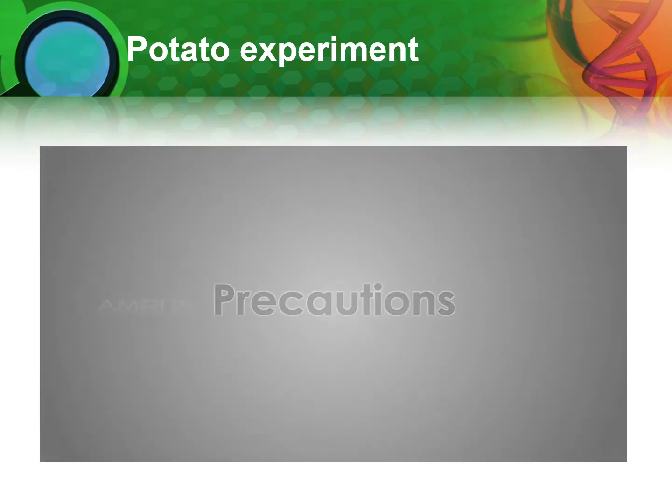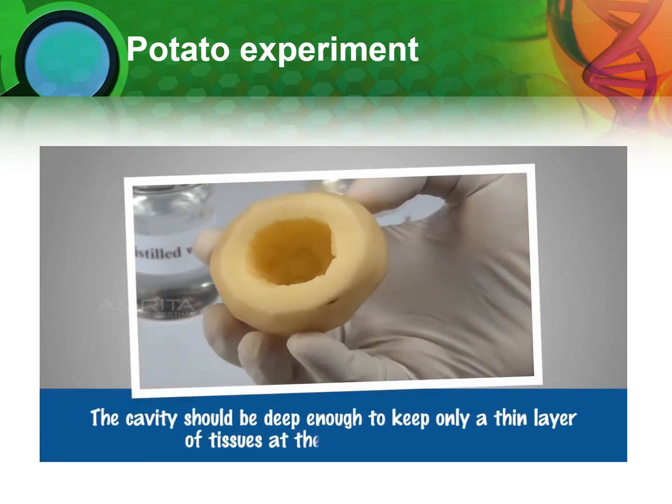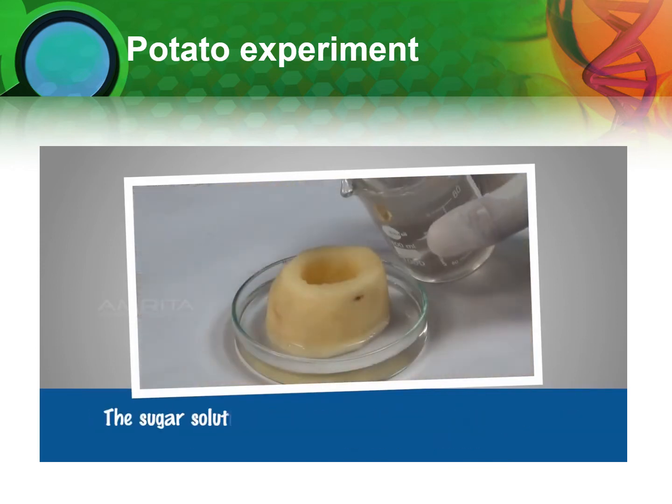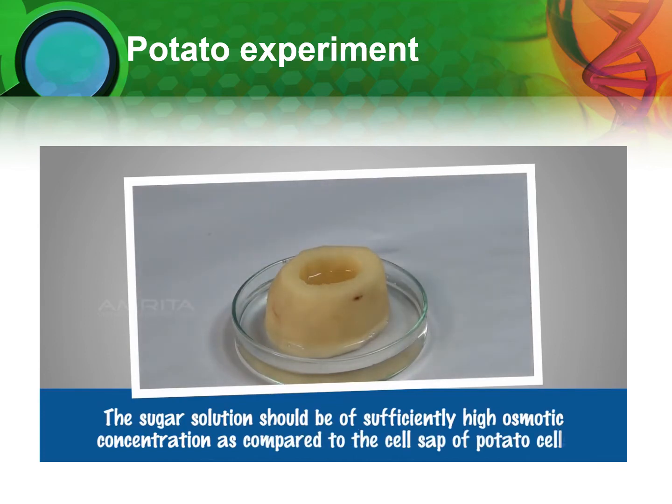Precautions: the cavity should be deep enough to keep only a thin layer of tissues at the base of the potato. The sugar solution should be of sufficiently high osmotic concentration as compared to the cell sap of potato cells.